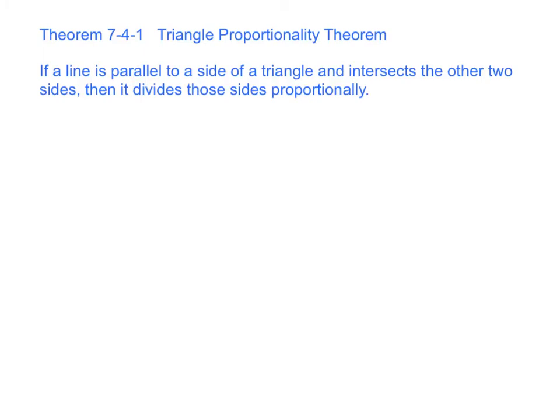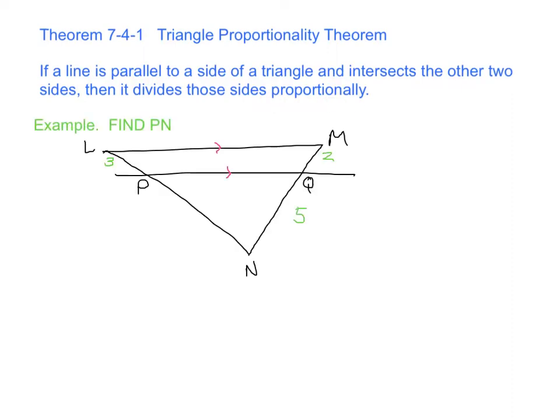So we talked about that Triangle Proportionality Theorem. We kind of said where it comes from. What exactly is it? Well, it says that if a line is parallel to a side of a triangle, as we talked about, and it intersects the other two sides, then it divides those sides proportionally.